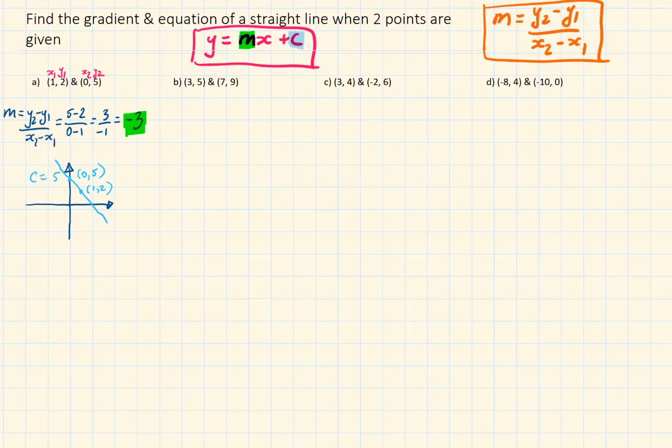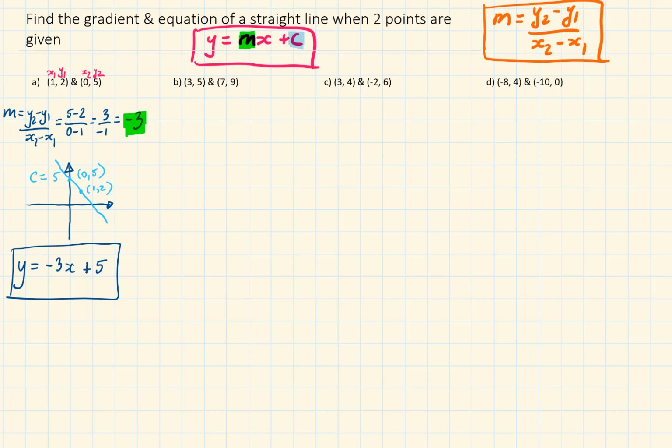So now we can fill in the values, and we've got the answer for the straight line as well. So y is equal to minus 3x plus 5. And this is the final answer for the equation of the straight line. Now what if we don't have a coordinate point where the x is equal to 0? In that case, we're going to have one more step to calculate the y-intercept.